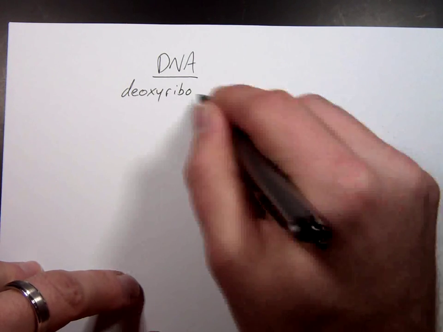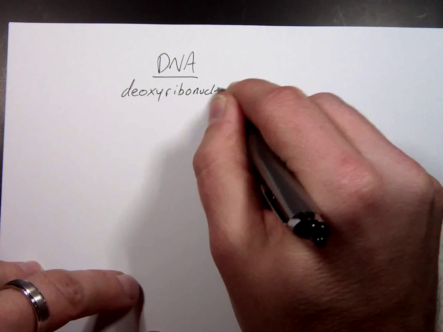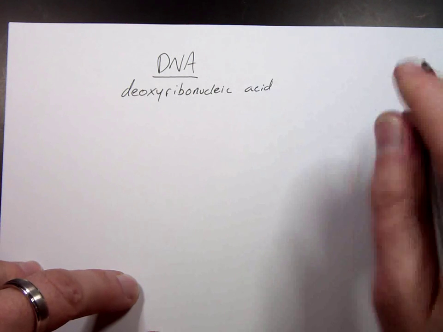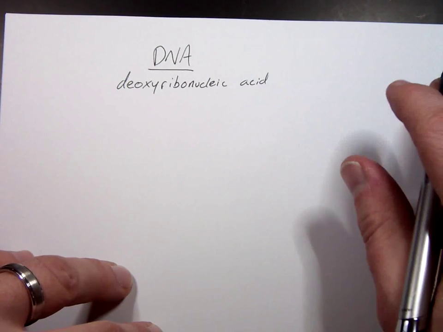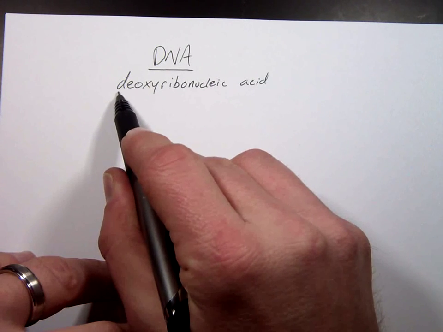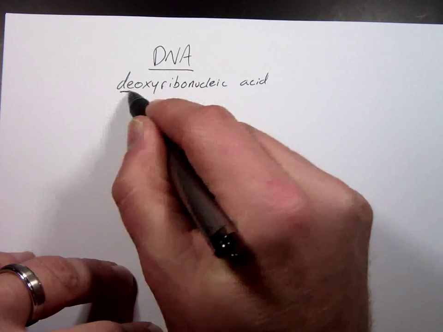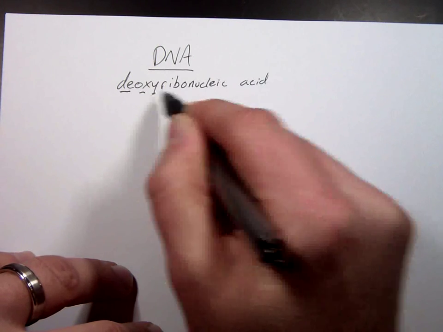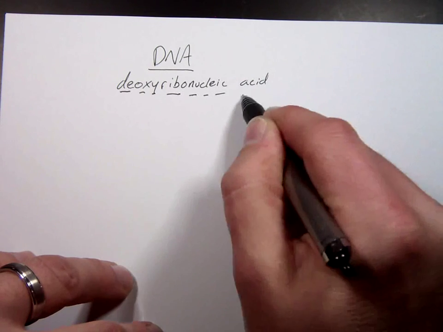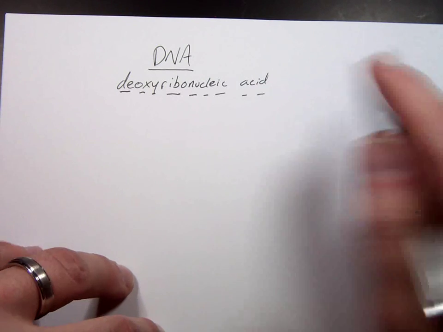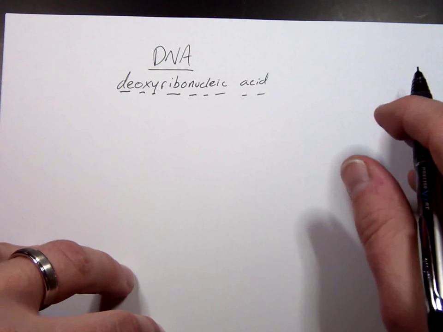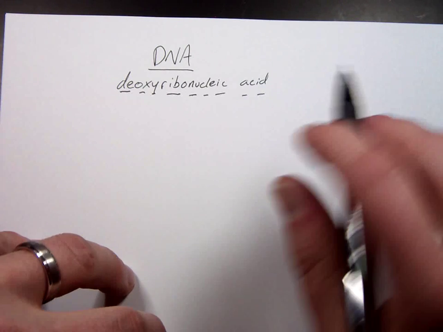Deoxyribo. That's a big word. It's not done yet. Nucleic acid. No wonder we just say DNA. Wait, is it one whole word? Is nucleic its own word, or is it part of the first word, and then the acid is separate? Deoxyribonucleic acid. That's what DNA is.